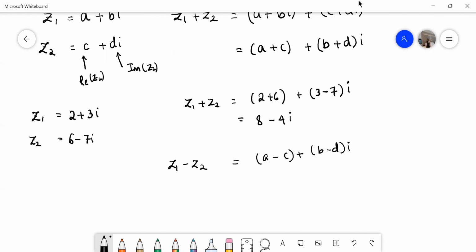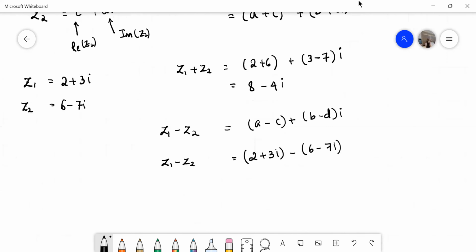Now, if you were to take the same example of z1 as 2 plus 3i and z2 as 6 minus 7i, then what will be z1 minus z2? 2 plus 3i minus 6 minus 7i. We subtract the real part from the real part, so it becomes 2 minus 6. And we subtract the imaginary part from the imaginary part, 3i minus 7i. And that gives us minus 4 plus 3 minus 7, which is 10i.